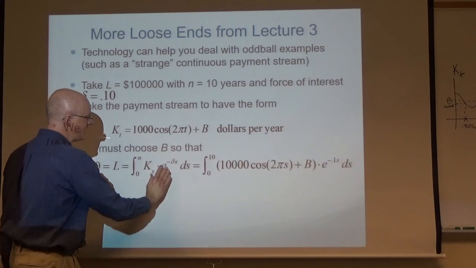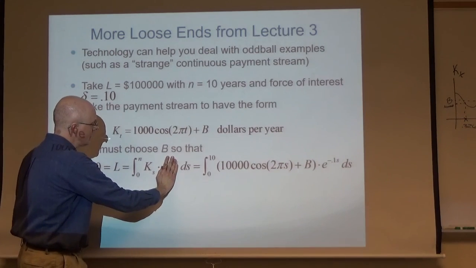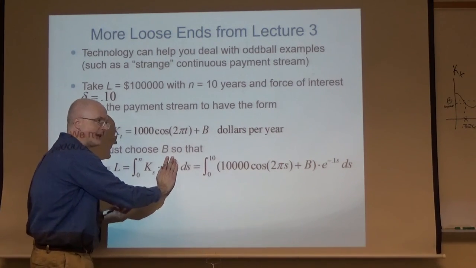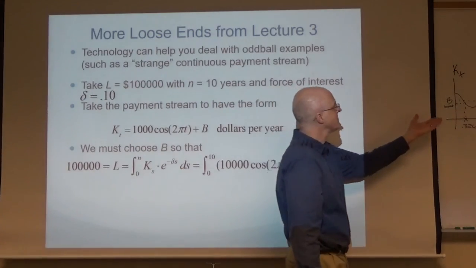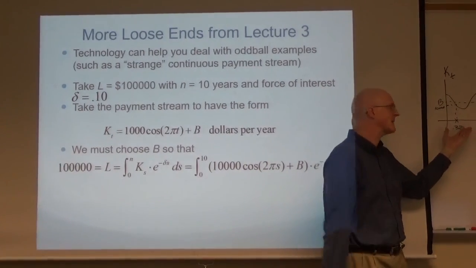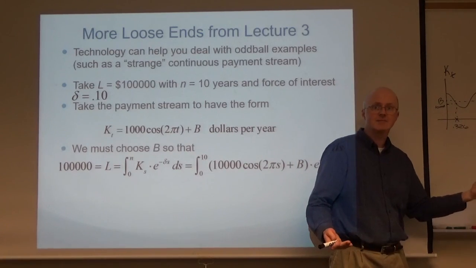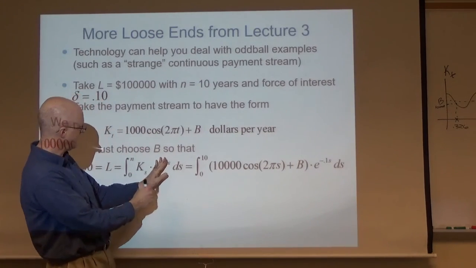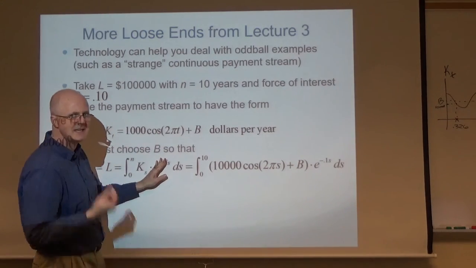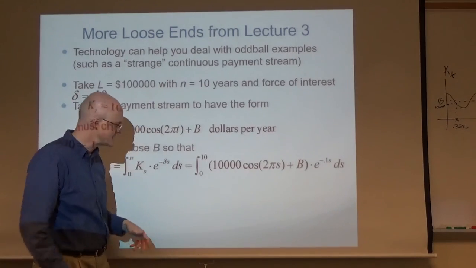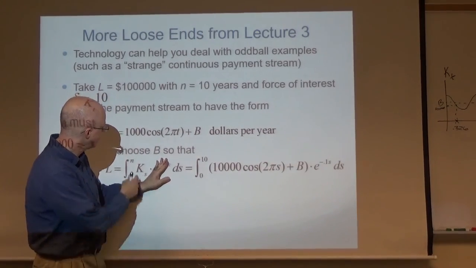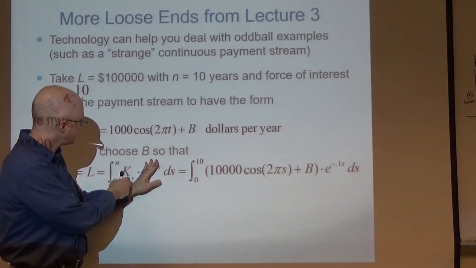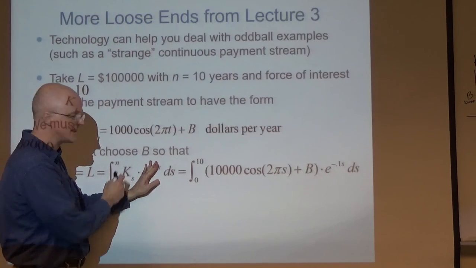If I integrated without the e to the negative delta s there, that would be the total nominal amount of money that's paid when you integrate a payment stream like this. Without multiplying it by a discount factor, you are finding the total amount paid. Because for any little chunk of time, imagine s representing time here, k_s times ds, with quotes around it because it's not literally what's going on with the integral, if you imagine that as a multiplication, would give you the small amount of money paid during that small amount of time, ds, starting at time s.